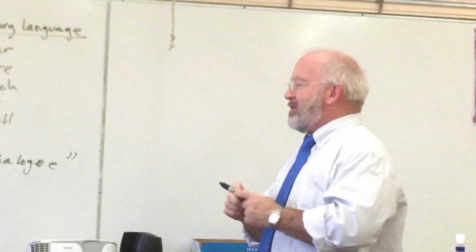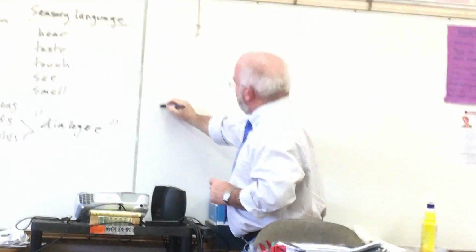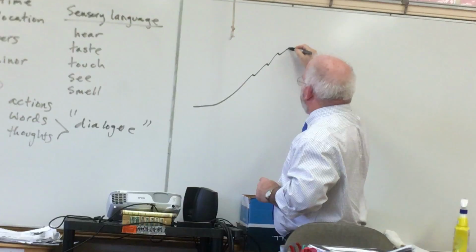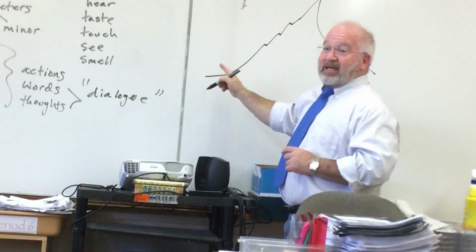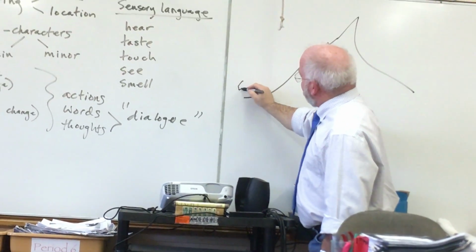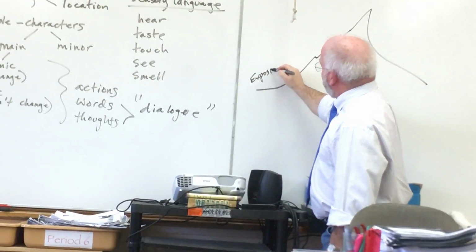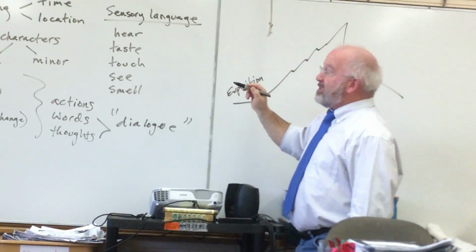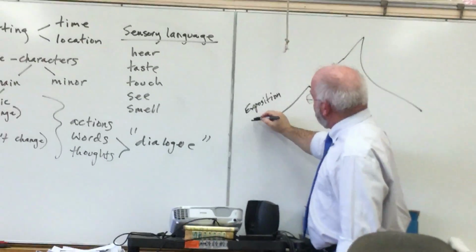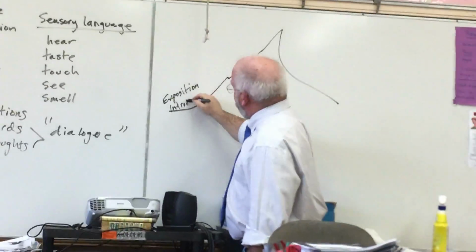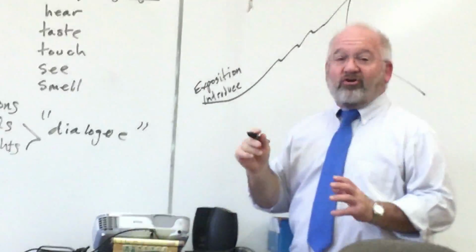looks like this. It's a plot outline. And it looks kind of like this. In the beginning, we have something called the exposition. The exposition is when you introduce everything you need to know in order to follow the story.